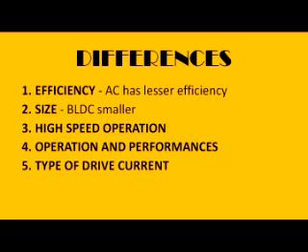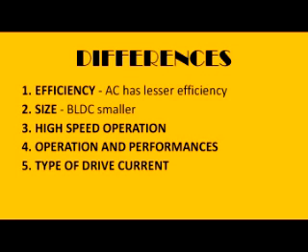The next one is the size. A brushless DC motor usually is smaller than an AC induction motor. Brushless DC motor is smaller because its body has less heat to dissipate, and BLDC motors use less raw material to build and are better for environment. The next one is high speed operation. Brushless DC system provide flat torque over a wide speed range, while AC motors often lose torque as speed increases.